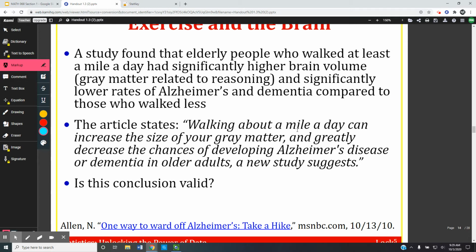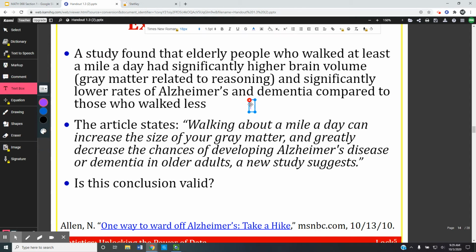Is the conclusion valid? Well, first of all, we have to notice a couple of things. What do I notice first? Well, the first thing I notice is that this is an observational study. When you have an observational study, you can never, ever, ever infer a causal effect. You can say there's an association.